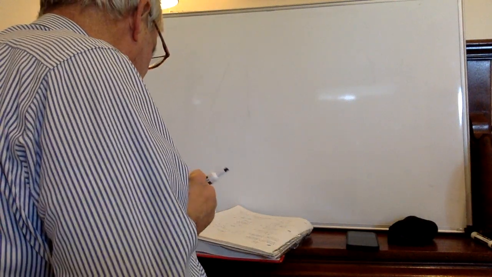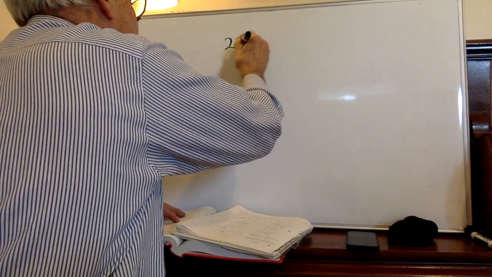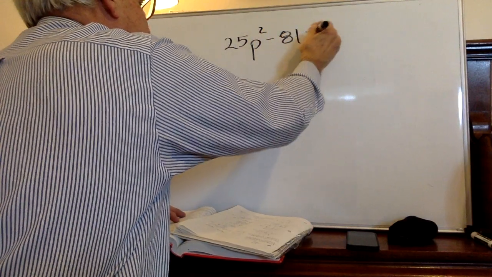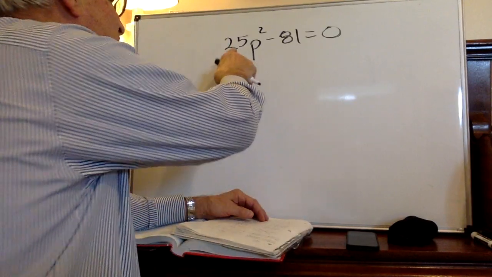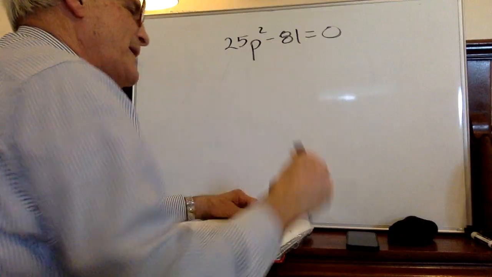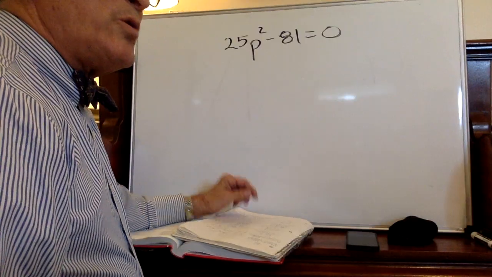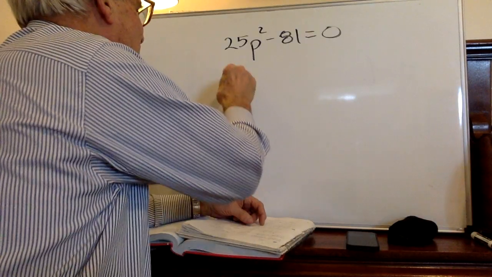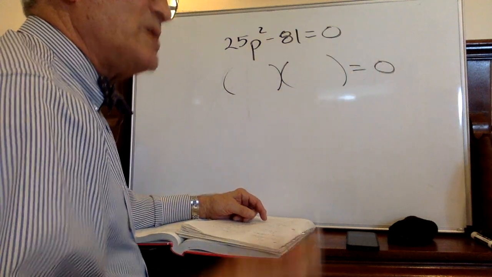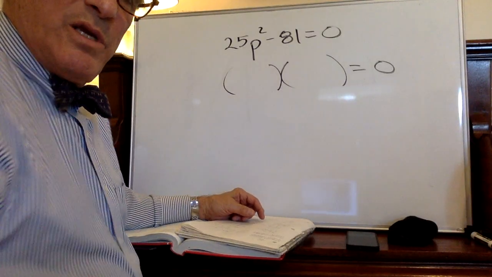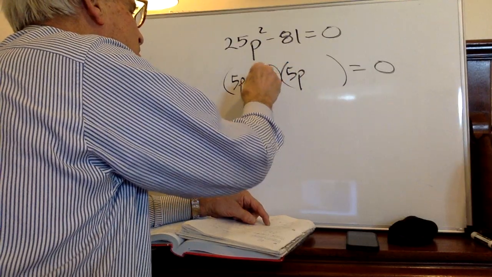The next one was number 15, 25p squared minus 81 equals 0. Hopefully you recognize this is a difference of two perfect squares. That's 5p times 5p, that's 9 times 9. Anytime you have the difference, it has to be minus. The sum of squares, I've told you, prime. Difference of squares is always factorable into the product of the sum of the square roots times the difference of the square roots. Square root of 25p squared is 5p. Square root of 81 is 9.